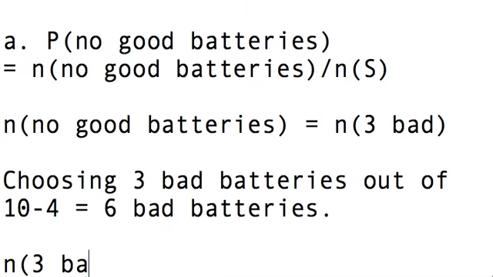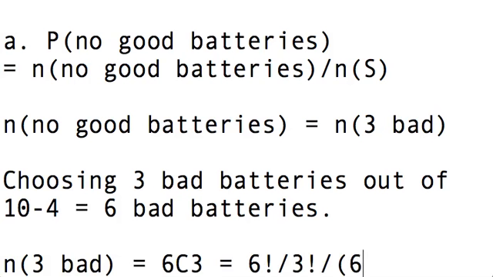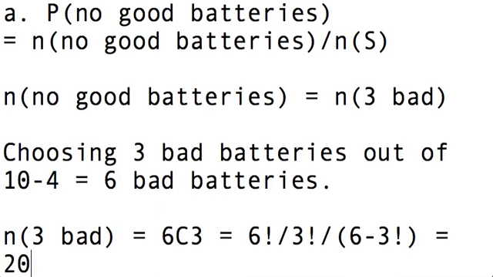So the number of 3 bad is equal to 6 choose 3. Now what is 6 choose 3? This one shouldn't be too hard for you to actually sit down and compute yourself, but this is going to be 6 factorial divided by 3 factorial times (6 minus 3) factorial, and it's equal to 20.